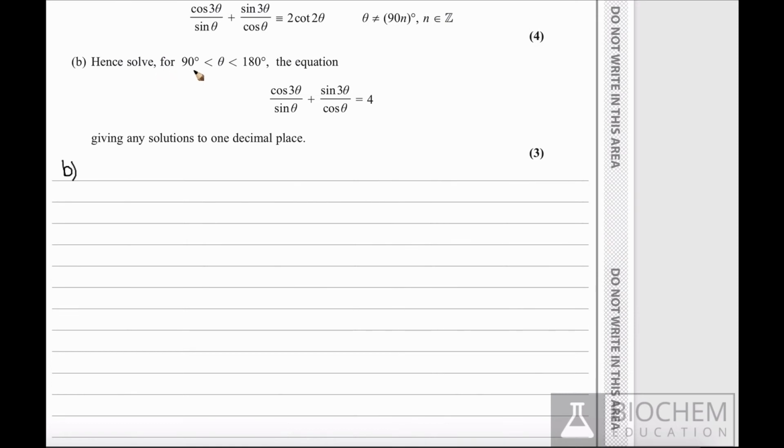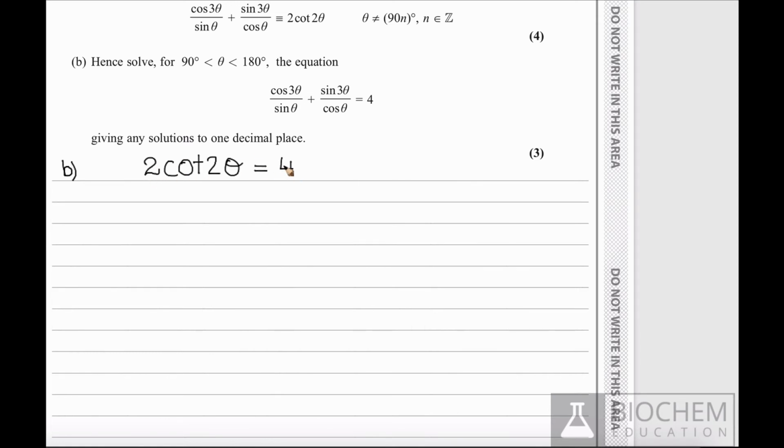Part B: solve for theta between 90 and 180 degrees the equation cos 3 theta over sine theta plus sine 3 theta over cos theta is equal to 4, giving all solutions to one decimal place. If we look at this equation and compare it with the one that we figured out in part A, we can see that these two equations are the same. So we can equate this part to 4, writing this down as 2 cot 2 theta is equal to 4.